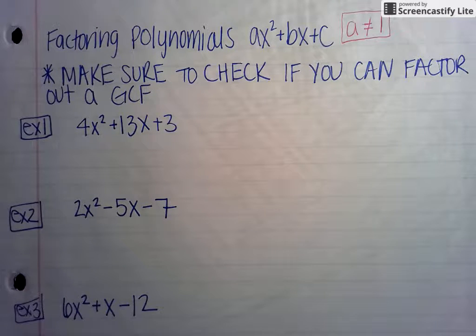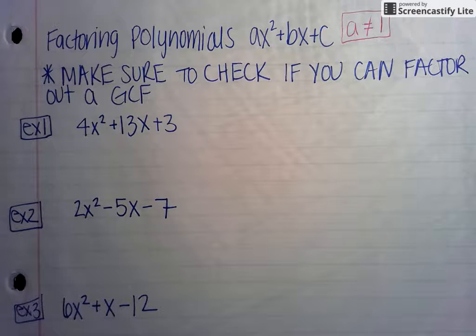Factoring polynomials ax squared plus bx plus c, so it's a trinomial when a is not equal to 1, so that means that it's got to be greater than 1. And the number one rule when factoring polynomials is that you need to see if you can factor out a GCF. So that's always the question you ask yourself. Can I factor out a GCF? You also cannot have the a term be negative. So that would be something where you have to factor out that negative. A's got to be greater than 1 for this to work.